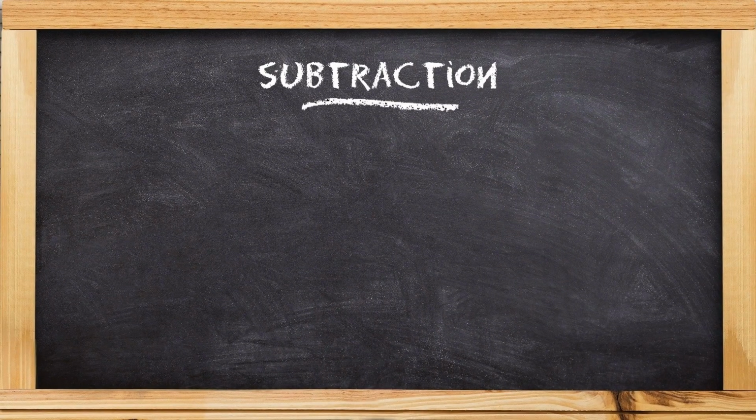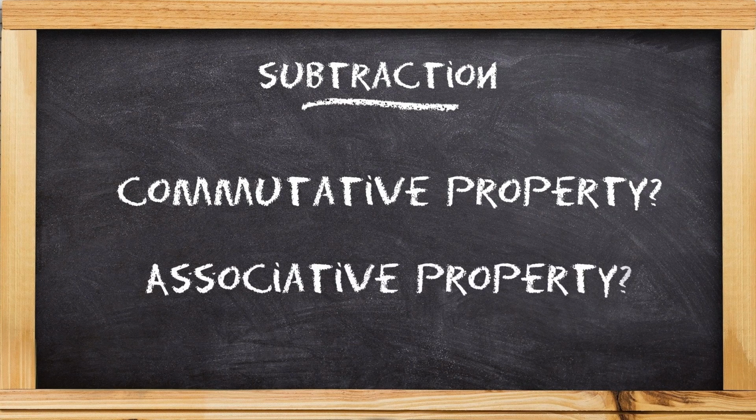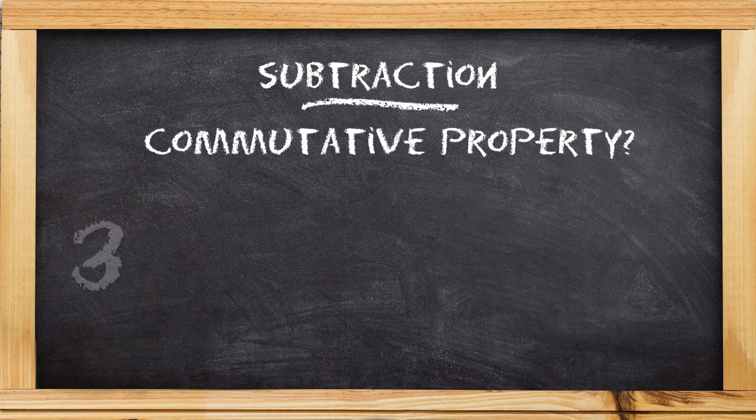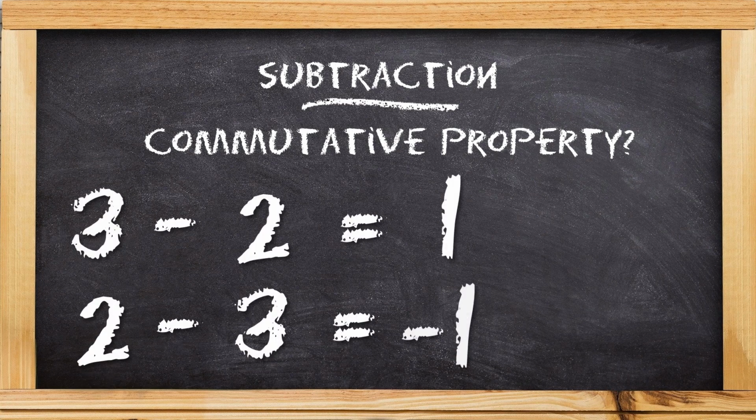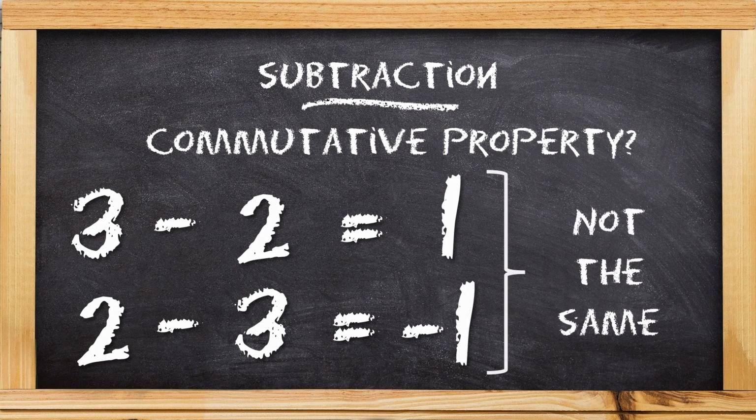Now, you might be wondering, why don't we have commutative or associative properties for subtraction? Let's test it out. If we take 3 minus 2, we get 1. But if we switch the order to 2 minus 3, we get minus 1. These are clearly not the same, so subtraction is not commutative.